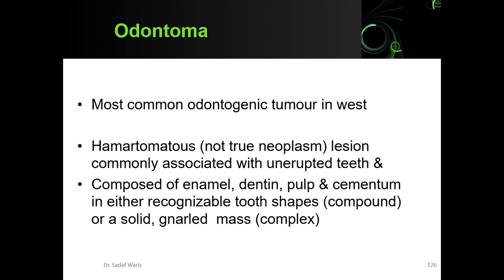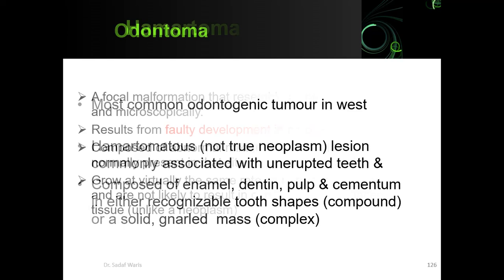Odontomas. Odontomas are the most common odontogenic tumor. These are considered hamartomas rather than true neoplasms. These hamartomas, or odontomas, are commonly associated with unerupted teeth. There are two forms of odontoma, compound and complex. In compound, you will find tooth-forming components such as enamel, dentine, pulp, and cementum in recognizable tooth shapes. However, in complex, these tooth-forming elements are found in conglomerate masses.